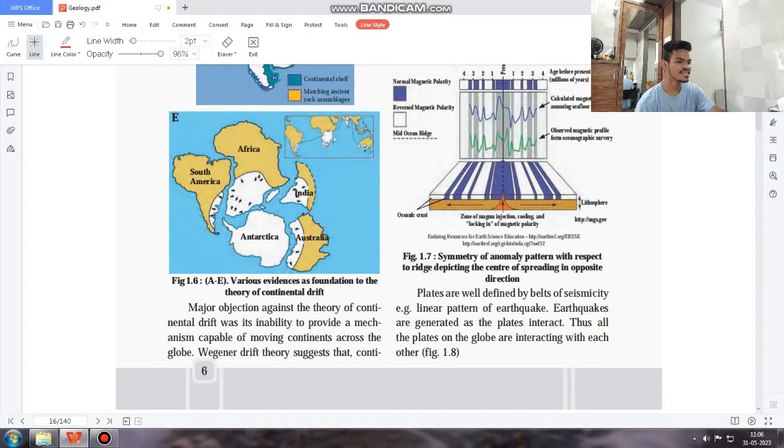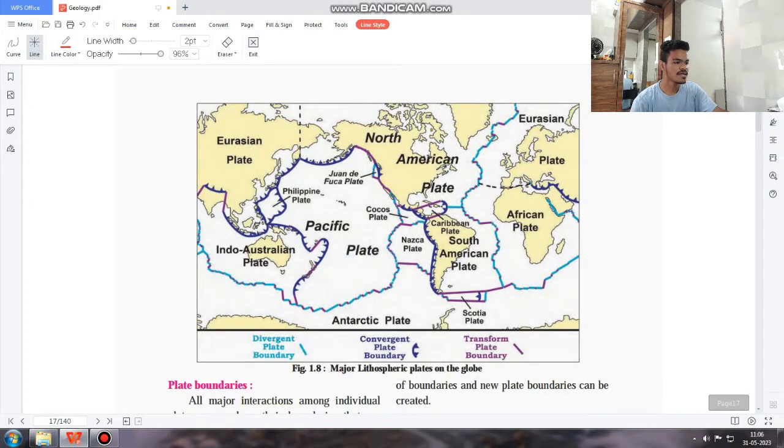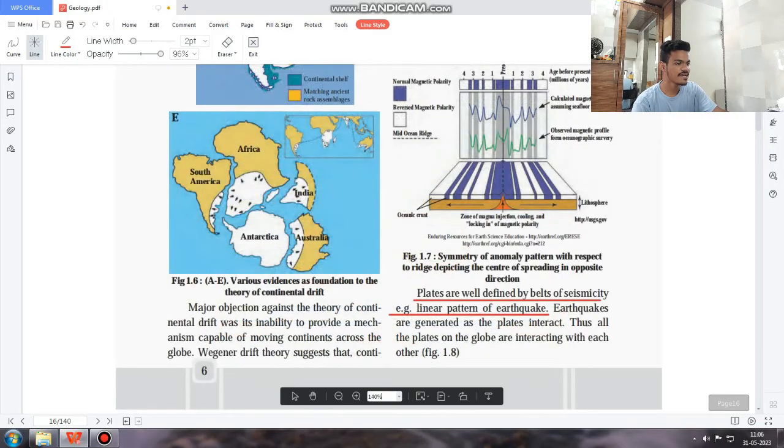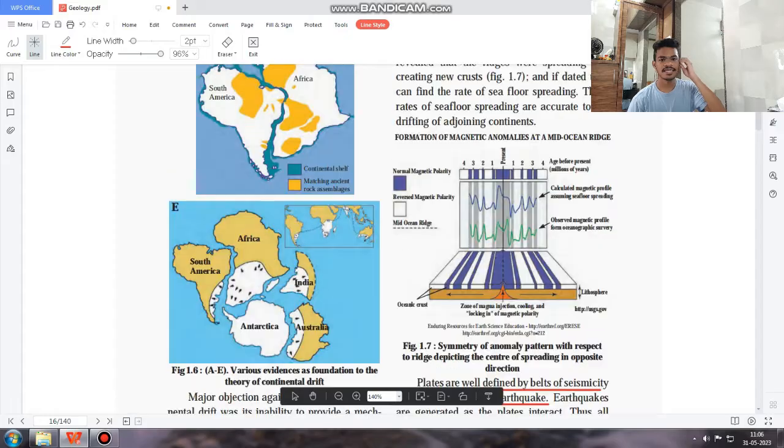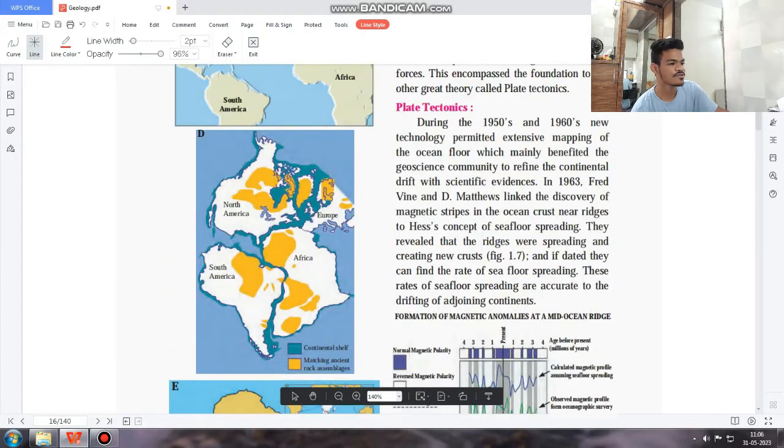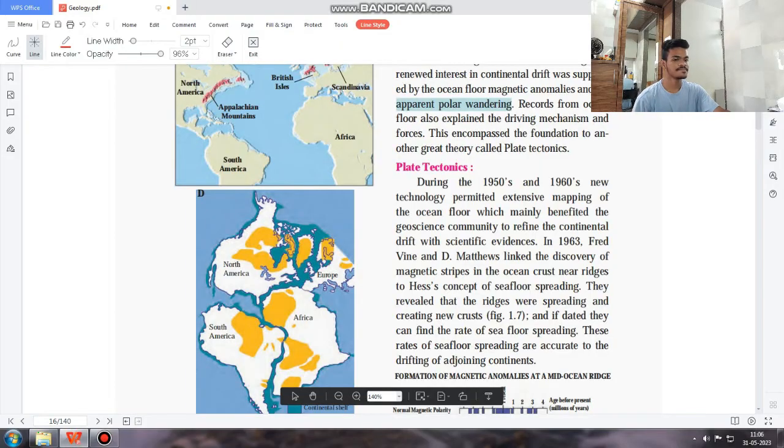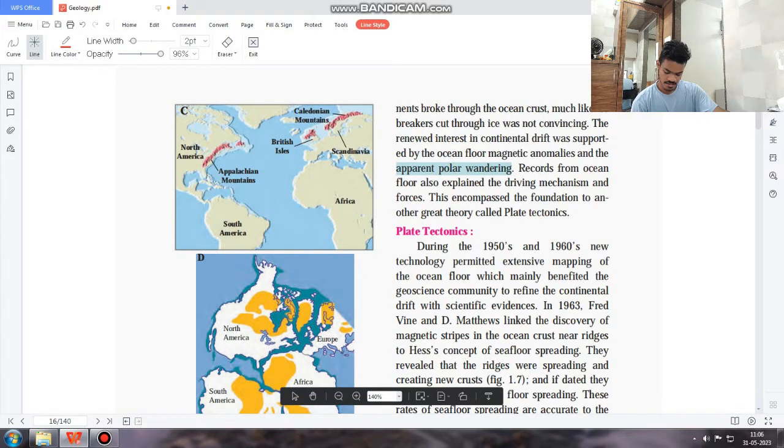Now we come to plate tectonics. Let me see what is there. There is nothing much over here. Plate tectonics are well defined as belts of seismicity. Please underline this in your book so that later it will be good for reference when you are revising.